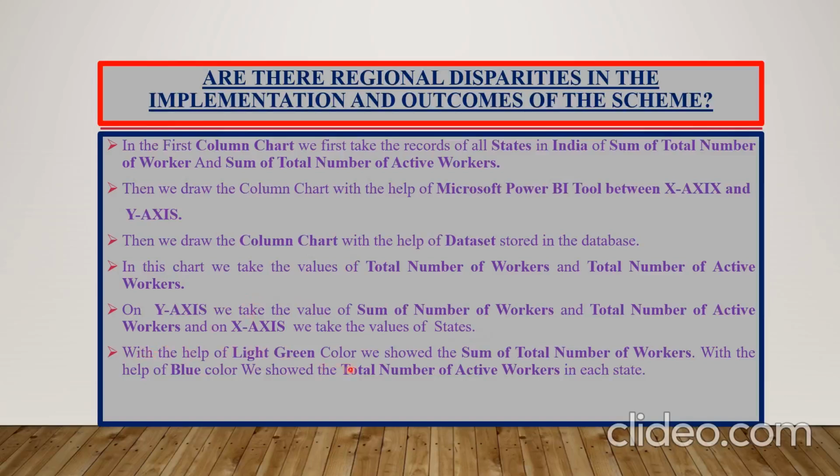With the help of light green color we showed the sum of total number of workers. With the help of blue color we showed the total number of active workers in each state. This is all about the first column chart.